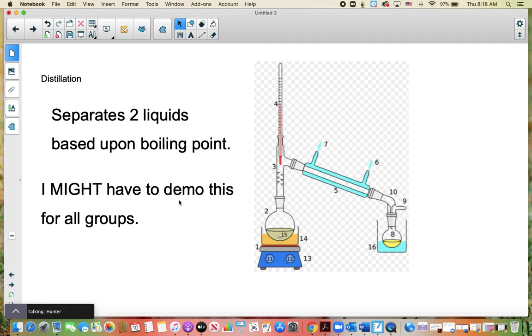And then what you might learn is this is a way to separate two liquids. Again, hopefully we'll get to model it. You haven't learned a lot from distillation yet, but you will soon, hopefully.